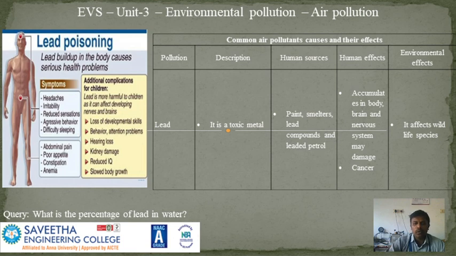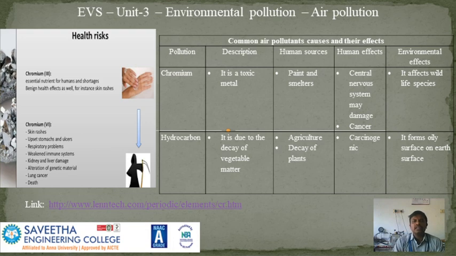It affects wildlife species. The next one is chromium, which is also a toxic metal; sources are paint and smelters. It may damage the central nervous system and cause cancer. It affects wildlife species. Hydrocarbons are due to the decay of vegetable matter, agriculture, decay of plants, carcinogenic compounds, and they form only on the earth's surface.